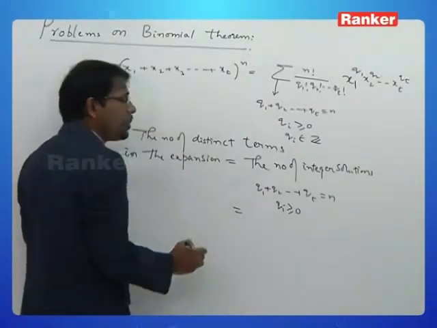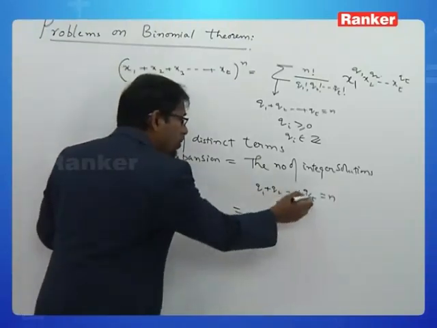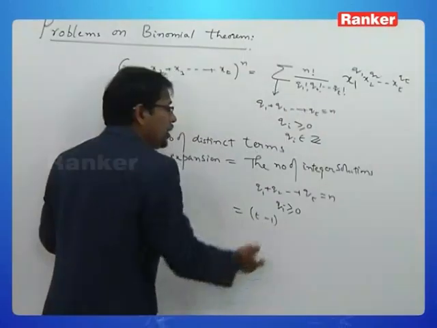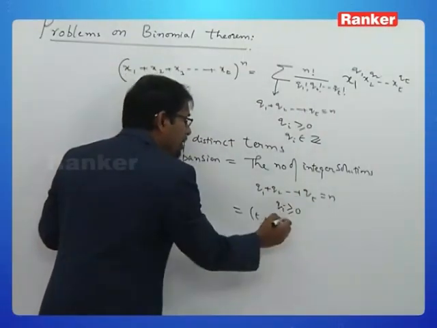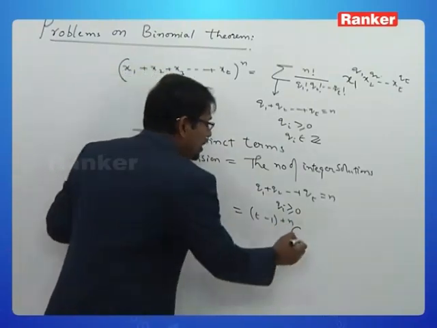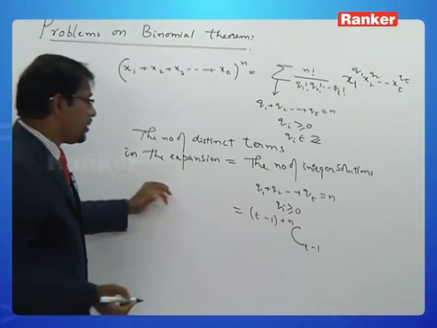And what is that given by? It's given by the number of unknowns, that is, how many unknowns are there? t, so that minus 1, plus whatever you have on the right hand side, plus n, C t minus 1. Okay, this is the formula for it.